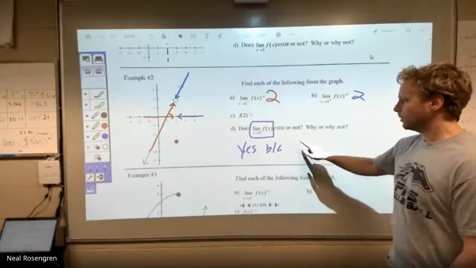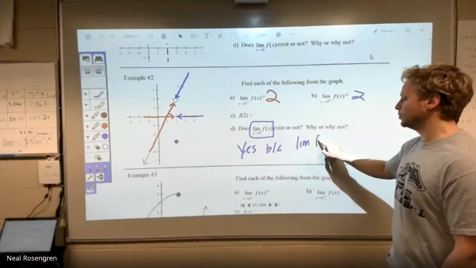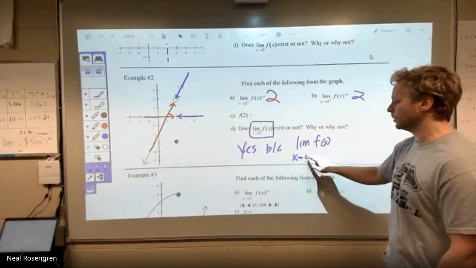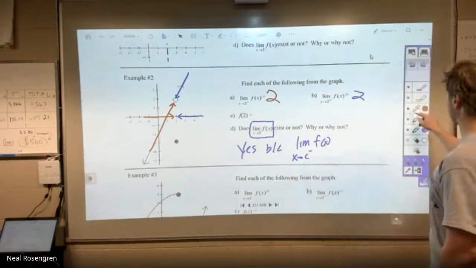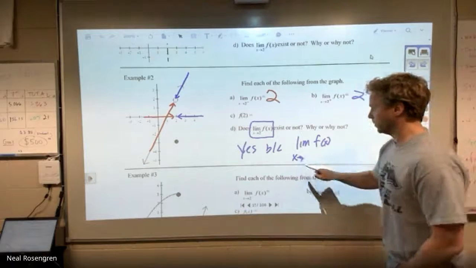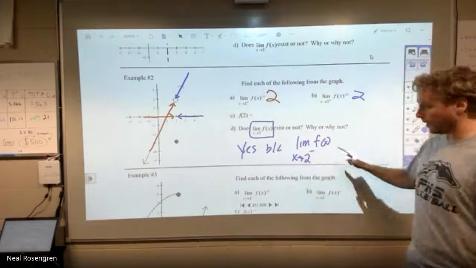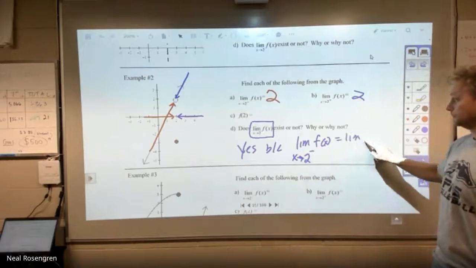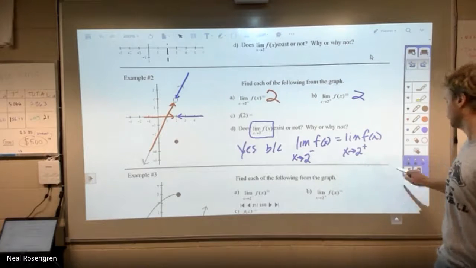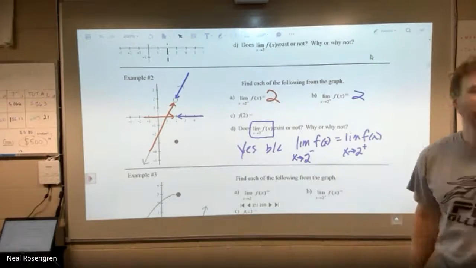Perfect. And the nice way to say that is you can just copy what you said and use limit notation. Not C, we actually have a number there, so I got it. Formula mode. The limit of f of x as x approaches 2 from the left is equal to the limit of f of x as x approaches 2 from the right. They are exactly the same.